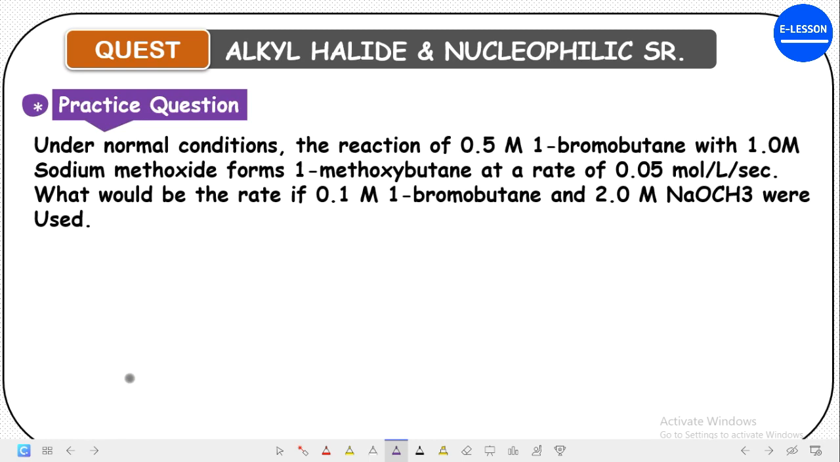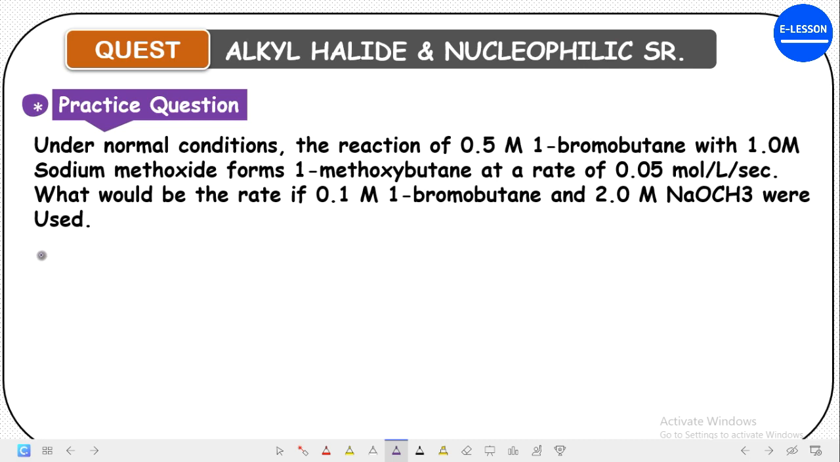It says: under normal conditions, the reaction of 0.5 mole 1-bromobutane with 1 mole sodium methoxide forms 1-methoxybutane at a rate of 0.05 mole per liter per second. What would be the rate if 0.1 mole 1-bromobutane and 2.0 mole sodium ethoxide were used? Now, the most important thing you must know for this question is the kinetics of the SN2 reaction, and that's what I'm going to teach you now.